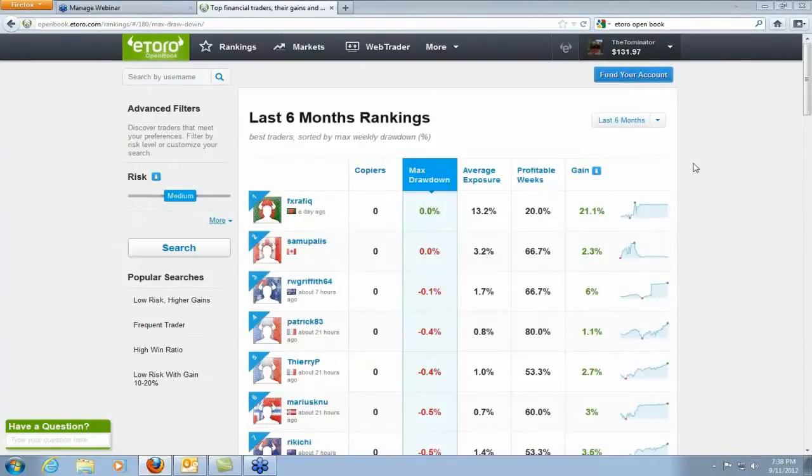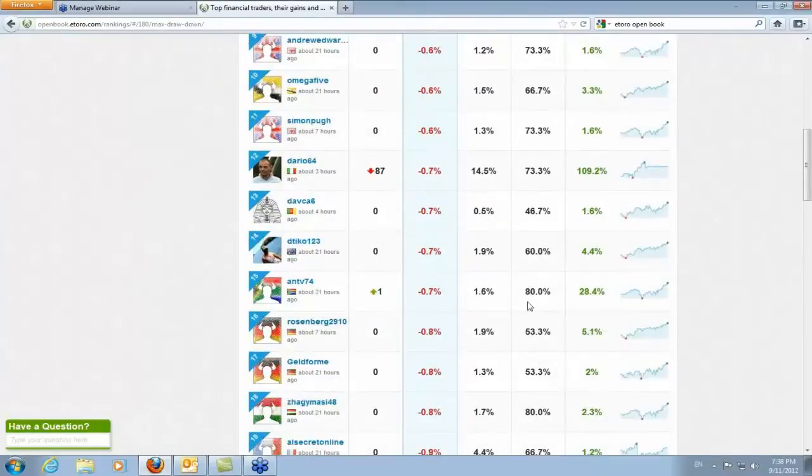All right. Your patience was well rewarded. Here we go. So we can see that most of these top performing traders haven't lost money according to this segmentation. Losing 0.7% out of the account is pretty good. It's not bad. He doesn't have a lot of copiers because he didn't put his picture up. AnTV 74 from South Africa.